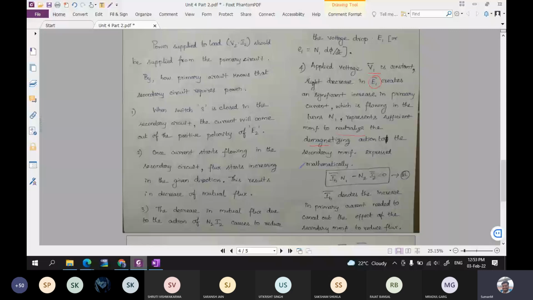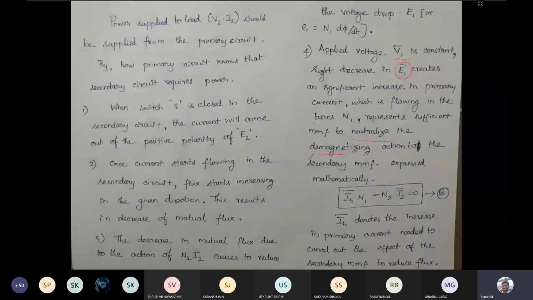So because of that, you can see here that we have to do the nullification based on IB into N1, the balancing current, minus N2 I2. So when I2 is increasing, then this IB is going to change proportionately in such a way that we are going to get the IB.